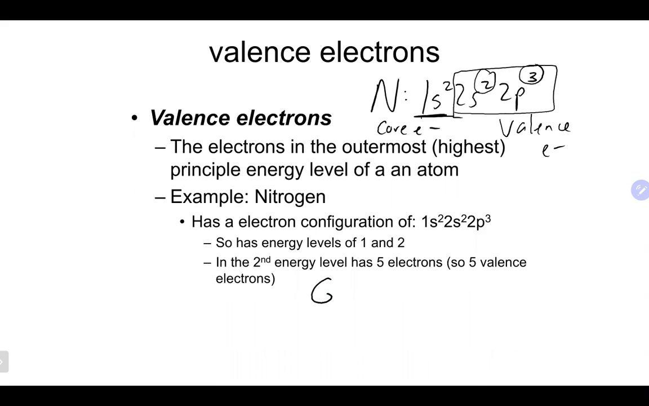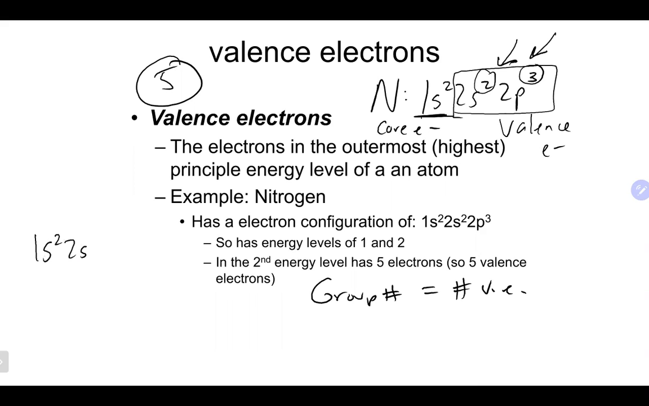So the group number is equal to the number of valence electrons. If you look at the periodic table, nitrogen is in group number 5, which is its 5 valence electrons that we see here. We did sodium a second ago, which is 1s2, 2s2, 2p6, 3s1. This is the third energy level. There is 1 electron, which would be its valence electron. Sodium is also group number 1 on the periodic table, so it has 1 valence electron. So group 1 has 1 valence electron, group 2 has 2.